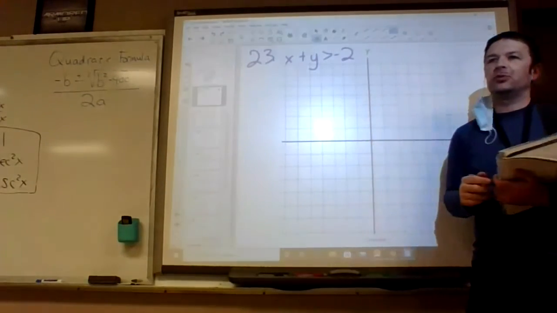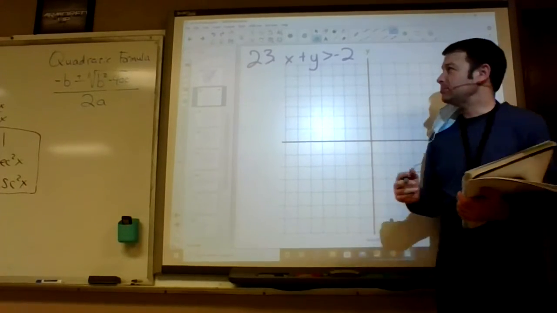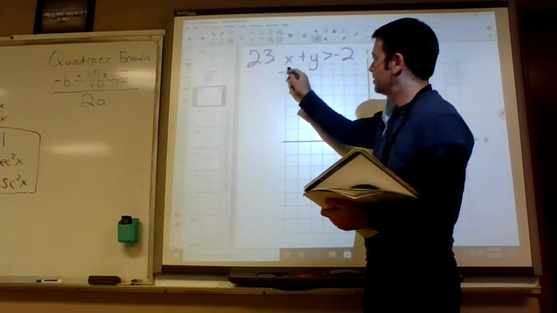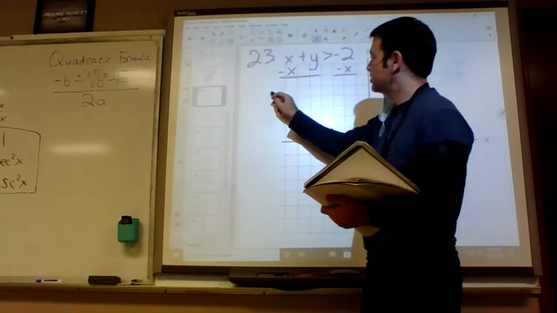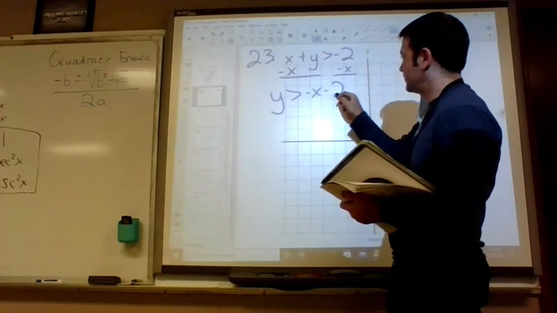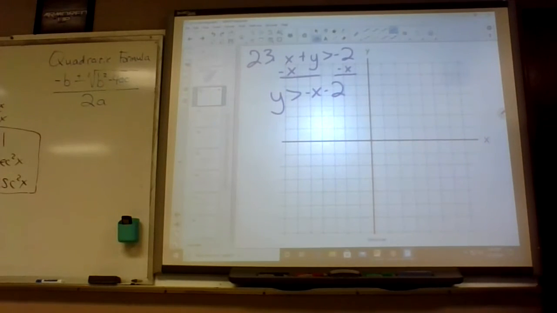Okay, what do I do first? You have to get y by itself, right? Minus the x. So you get y is greater than, I'm going to put minus x in front of the -2.